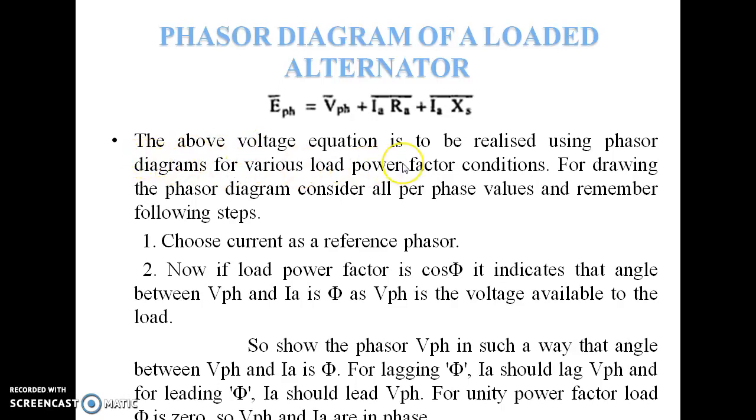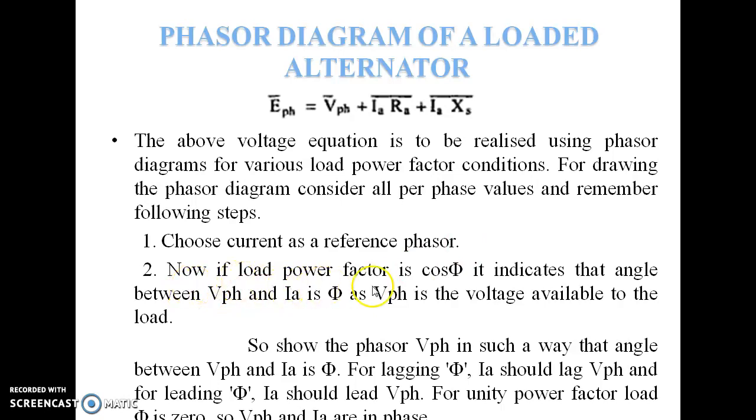The above voltage equation is to be realized using phasor diagrams for various load power factor conditions. That is for unity power factor condition, for lagging and for leading load condition. For drawing the phasor diagram, we have to consider all per phase values and remember the following steps. First, choose the current as reference phasor. We will take always current as reference phasor.